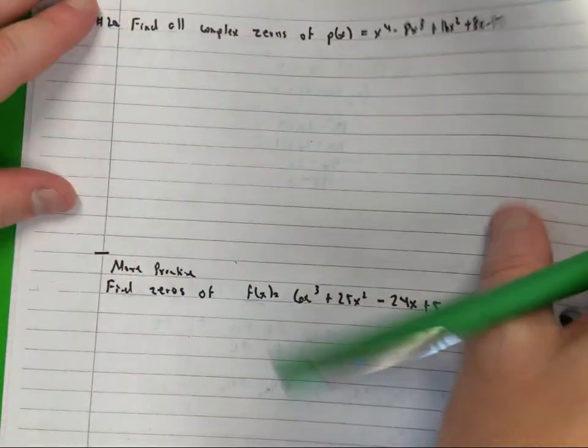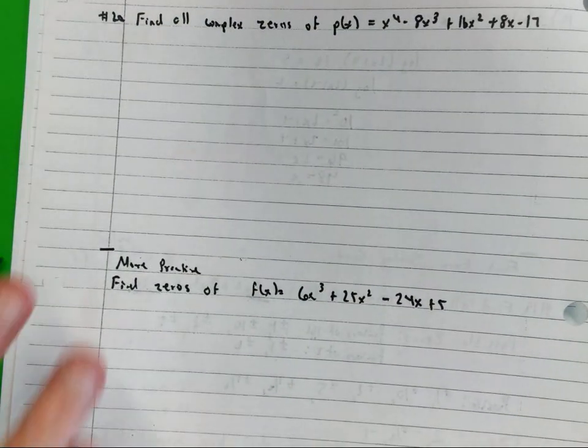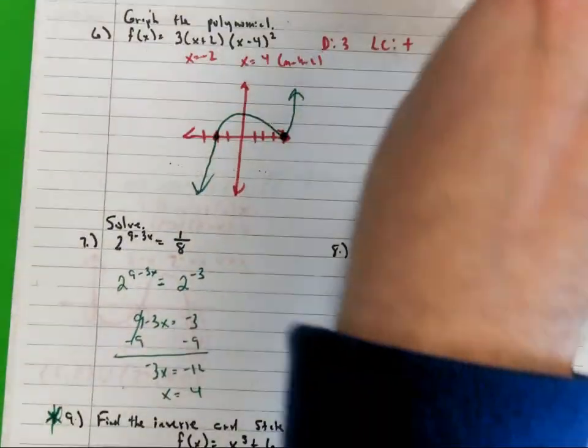Alright, number 20. We're going to find all zeros. This is complex zeros. I'm just meaning find all zeros: your real, your complex, everything.